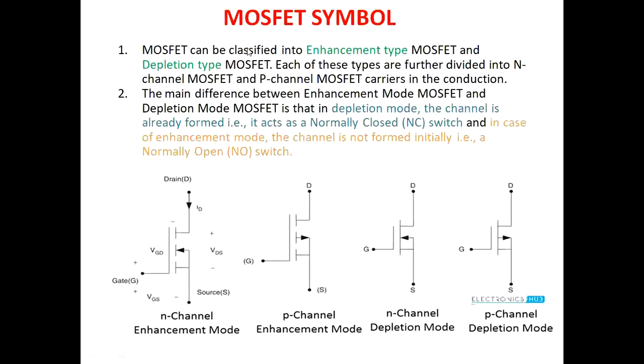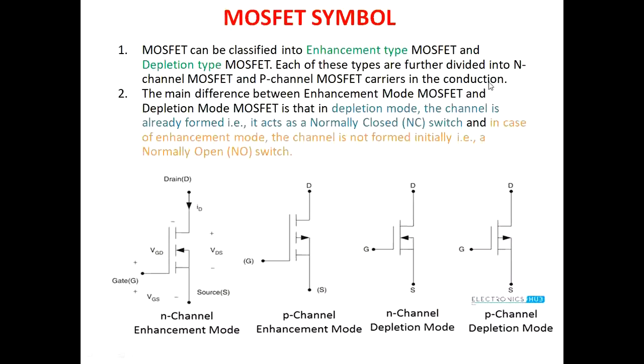MOSFET can be classified into two major categories. One is called an enhancement type MOSFET, and another is called a depletion type MOSFET. Where the channel is created, that is called an enhancement type. Each of these types is further divided into N channel and P channel. There are two types of substrate, or two types of majority carriers. As we know, electrons are a majority carrier as well as holes. So that's why the MOSFET is subdivided into two types: N channel MOSFET and P channel MOSFET.